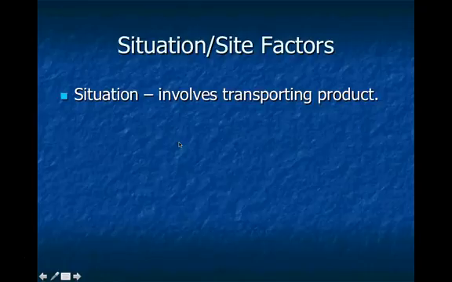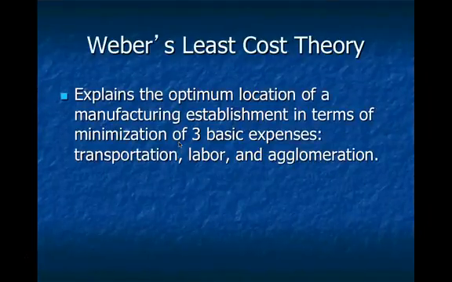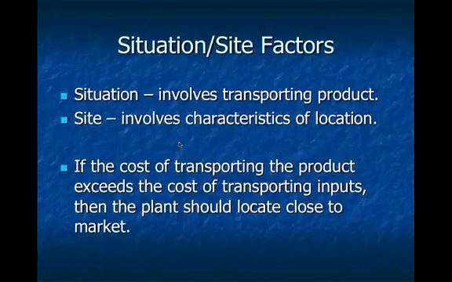So I want to show you something called Weber's least cost theory. Weber's least cost theory explains the optimal location of a manufacturing establishment in terms of three basic expenses: transportation, labor, and agglomeration, or where it's made. So if you look at the situation, that involves transportation. How far are you transporting it? Are you transporting it far? Or are you transporting it fast? Where are you transporting it? Site involves the characteristics of a location. What's the labor like? What's the market like?